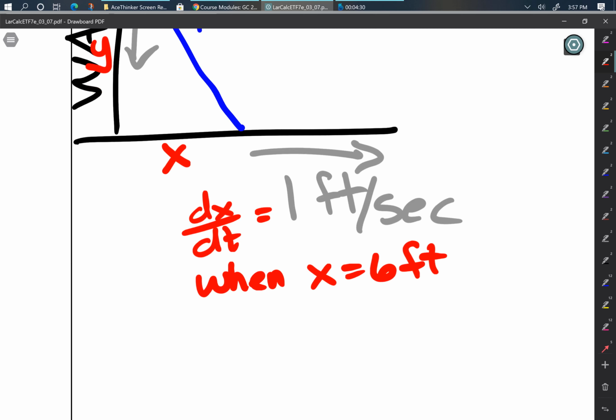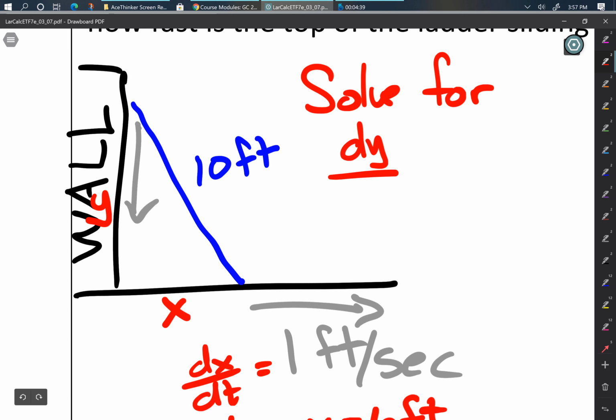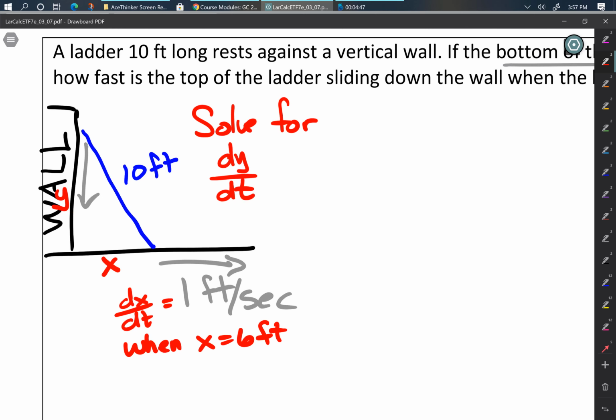Okay? My job is to solve for dy/dt. That is to find out how fast the top of the ladder is moving when the bottom of the ladder is moving at 1 foot per second, and it's exactly 6 feet from the wall. All right, so I read the problem, I looked at it all. I think I see an equation there.